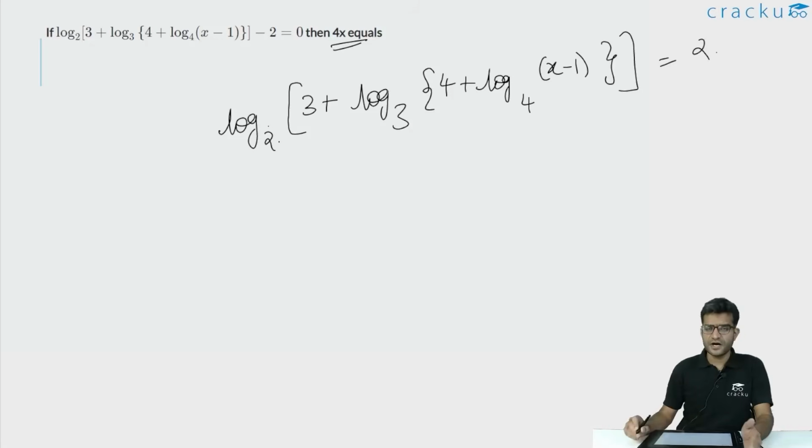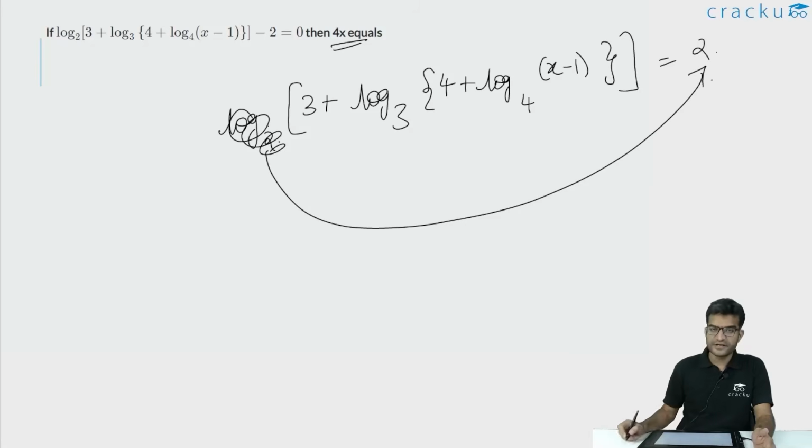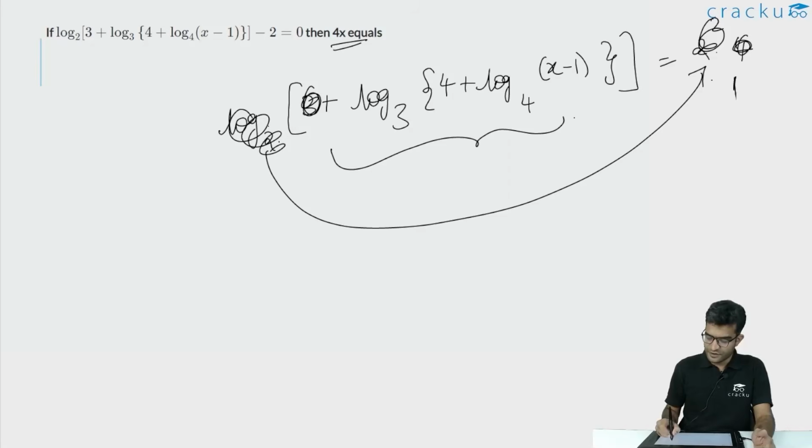If you are removing the outermost log and transferring the base over here, this will be 2 to the power 2, which is equal to 4. That is the value of 3 plus log of all of this. So if you are subtracting 3 from both sides, this will become equal to 1. So log of 4 plus log of x minus 1, where the first base is 4 over here and the second base is 3, is equal to 1.